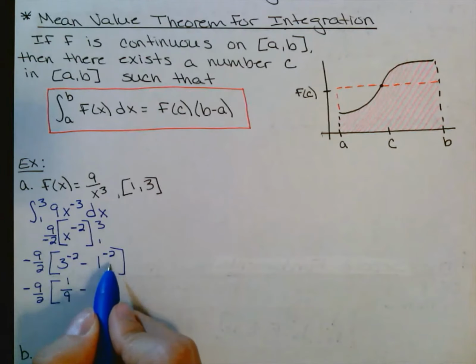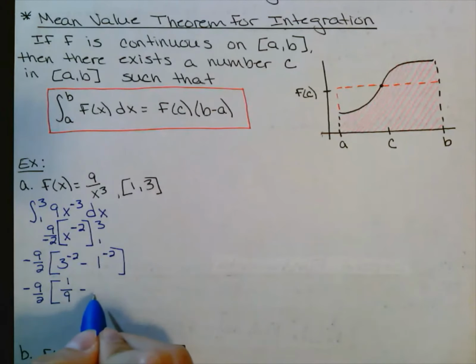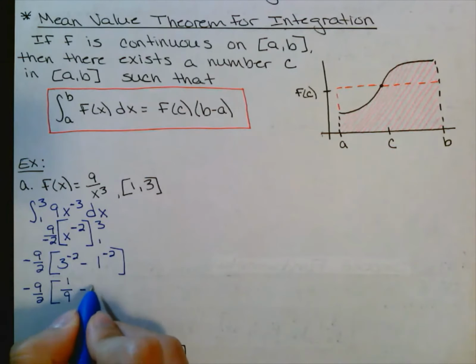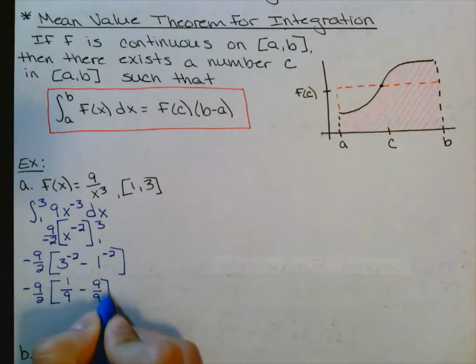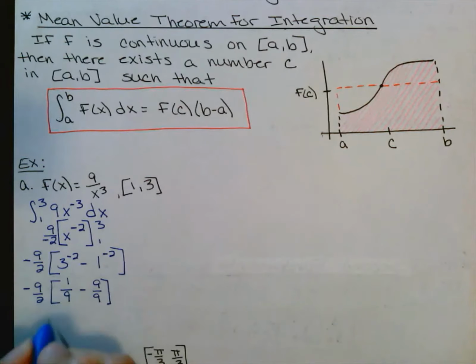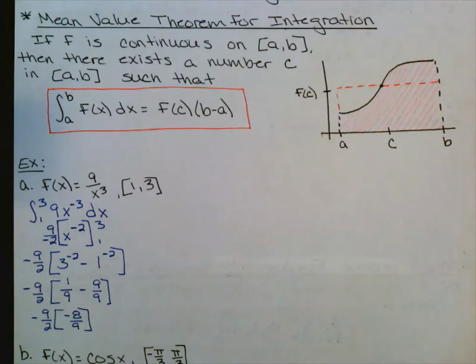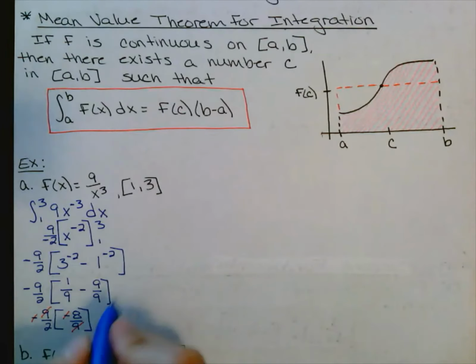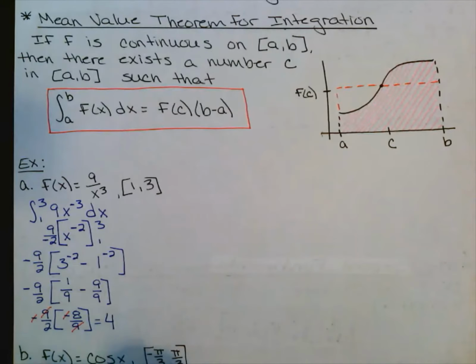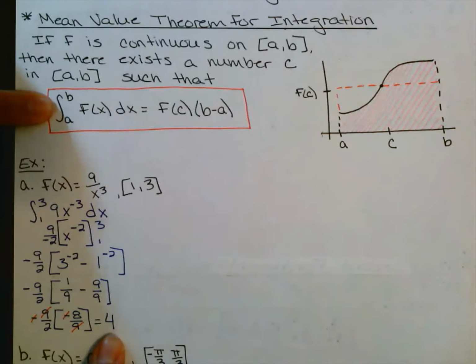Minus 1 raised to anything is 1. So instead of saying minus 1, I want a common denominator. So I'm going to say minus 9 over 9. Now, let's say negative 9 over 2 multiplied by 1 minus 9, which is going to be negative 8 over 9. These 9s and negatives are going to cancel. So the 9s cancel and the negatives cancel. So I'm left with 8 over 2, which gives me 4. So again, this is just the answer to the left side.